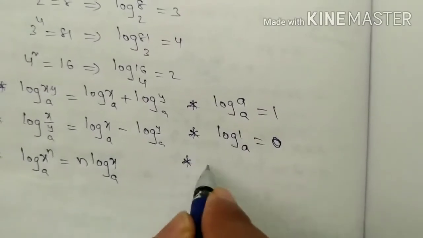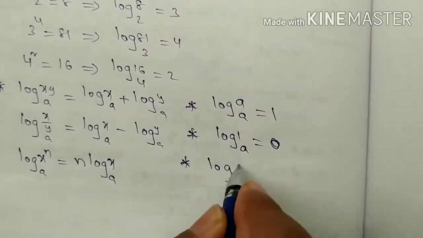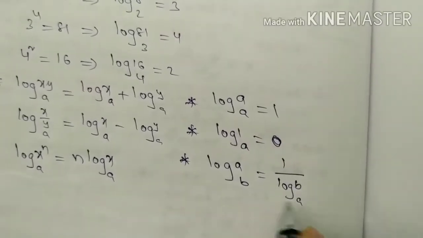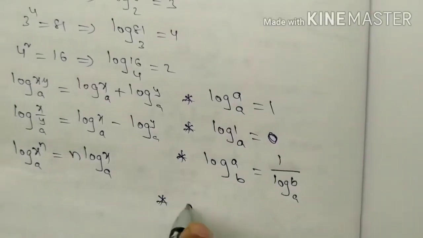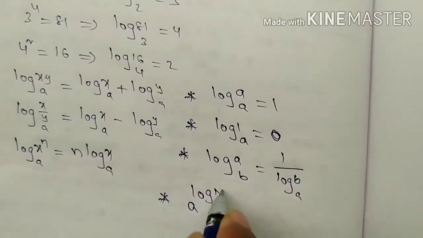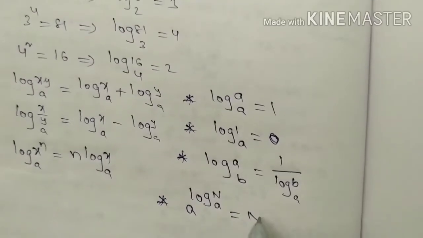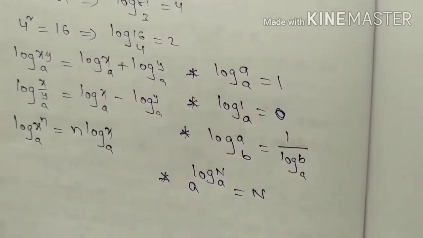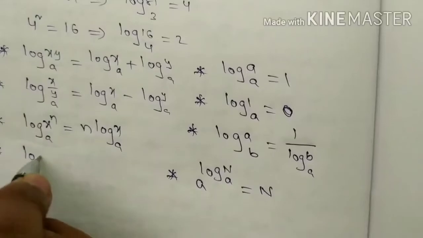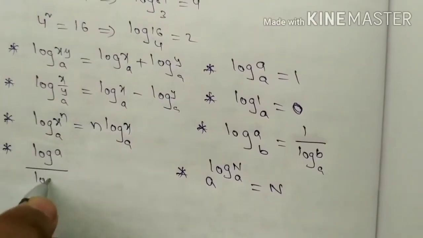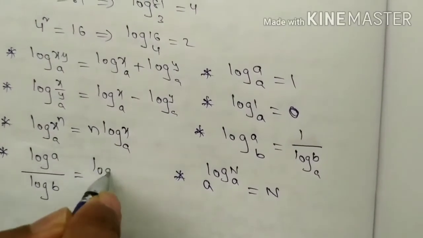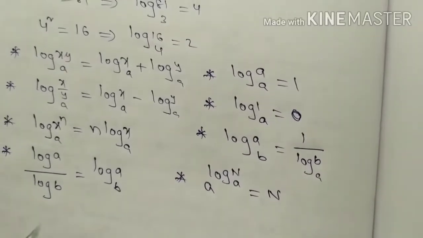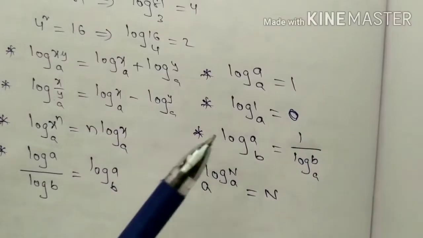Next, log a to the base b is written as 1 by log b to the base a. Next, a to the power of log n to the base a is equal to n. Logarithms totally depend on exponential formulas. Next, one more: log a by log b is written as log a to the base b. Okay, these are the formulas. These formulas are very helpful to do sums.